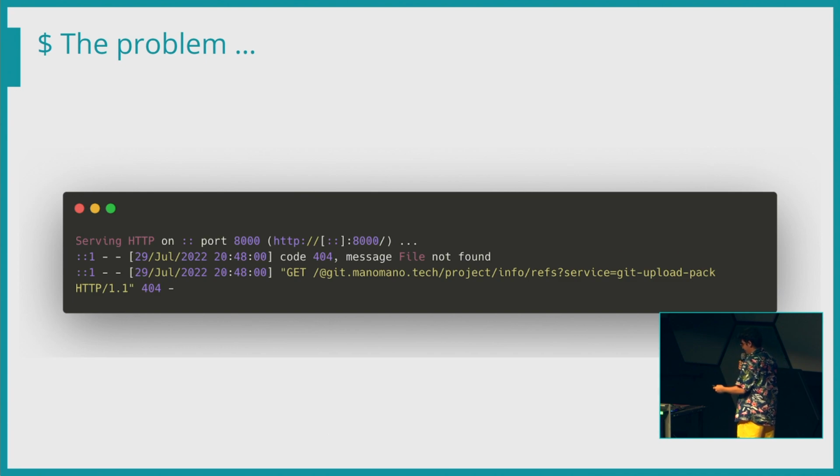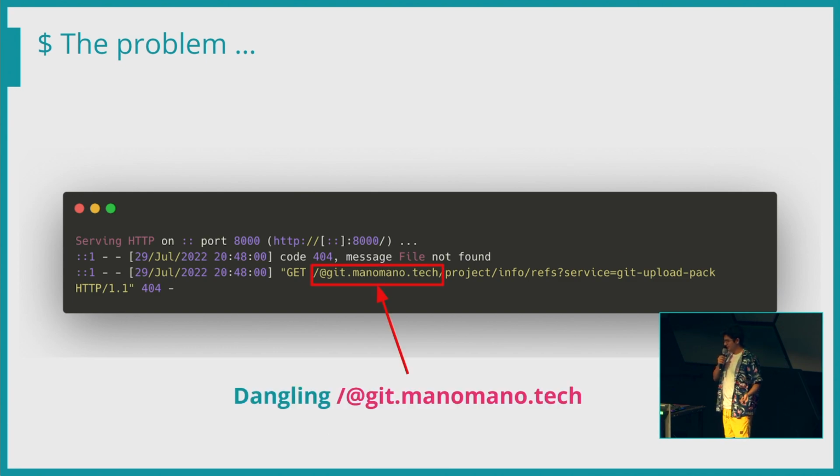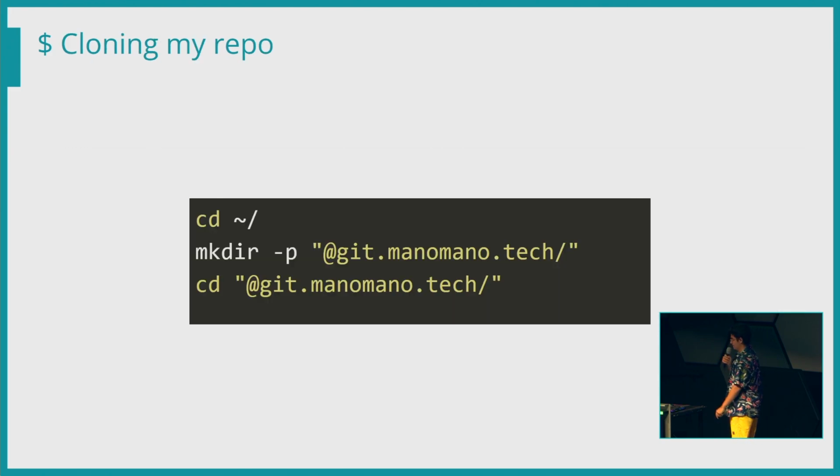But there was another problem with that, which is that there was a dangling domain inside the path. And so I didn't manage to set up any GitLab project or any GitHub project with the dangling domain. It just didn't work in the way that it was doing the clone. And so I needed to create my own Git server. So what I did is that in the home of my computer, I just created a directory with my dangling domain.